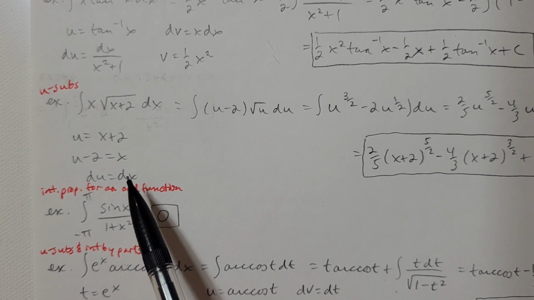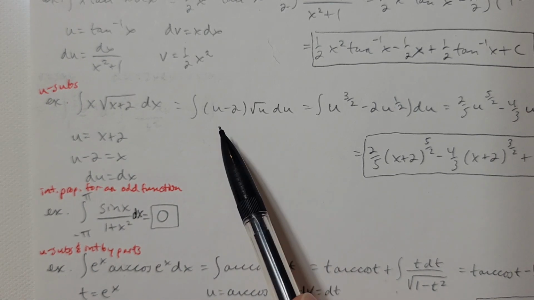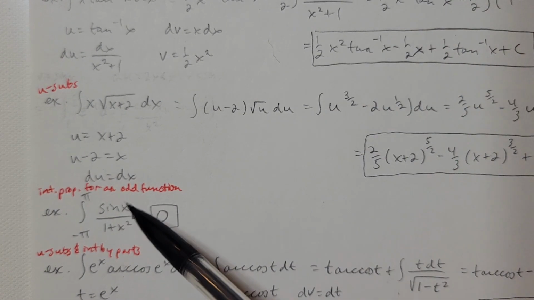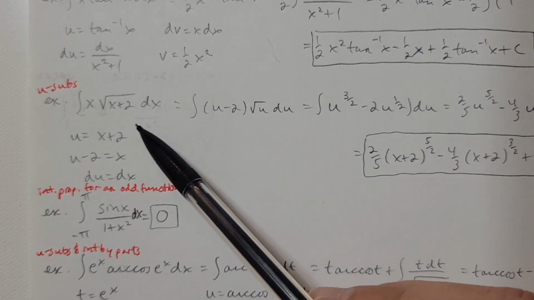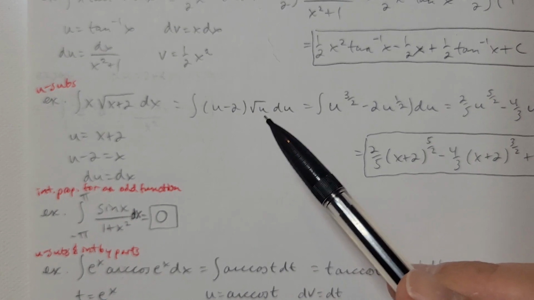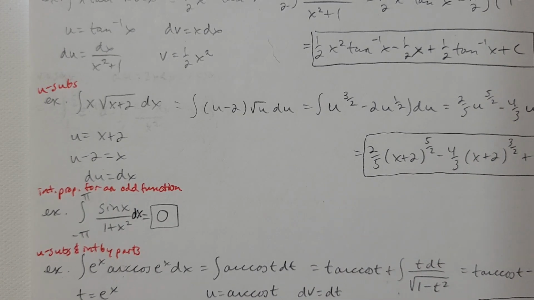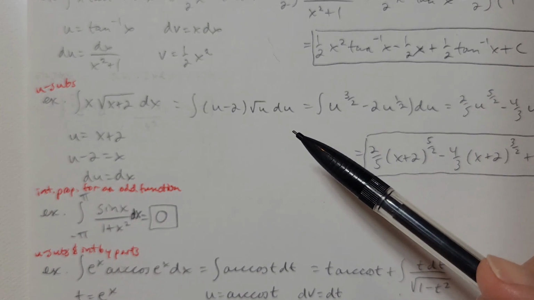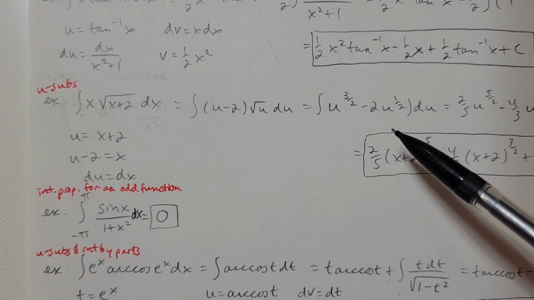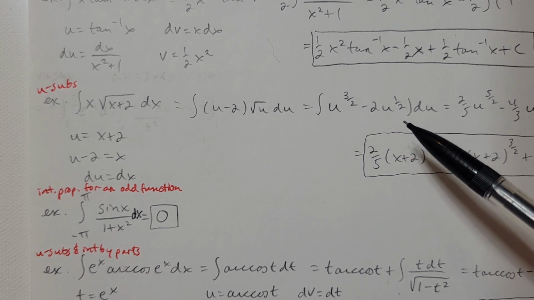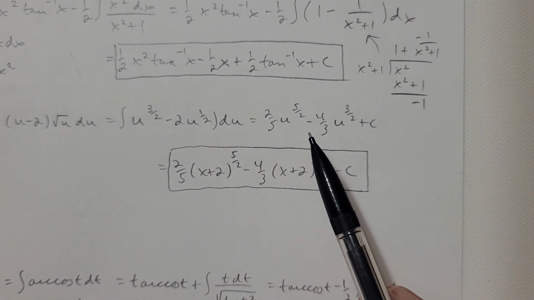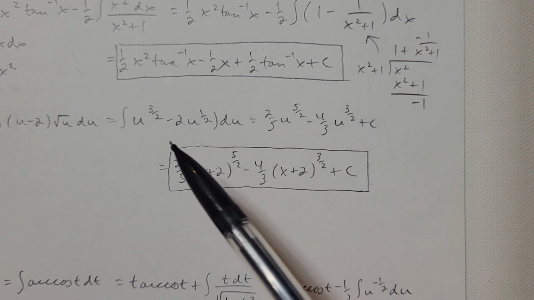And dx is going to be replaced with du. So that's going to work. I'm going to have the antiderivative of (u minus 2) times the square root of u du. And then when I distribute the square root of u into those terms, I have u times the square root of u, that'd be u to the 3/2, minus 2u to the 1/2 du. Okay, and then we can get the antiderivative of that using the reverse power rule.